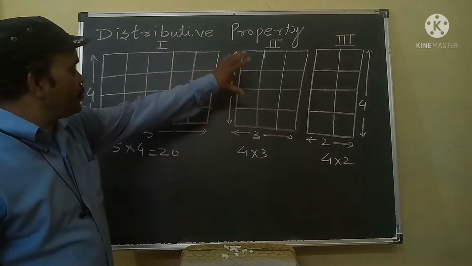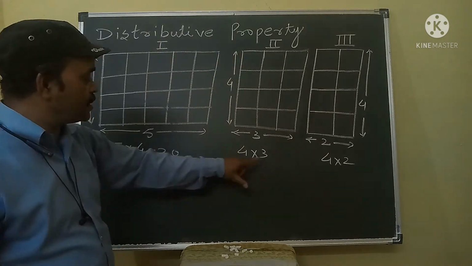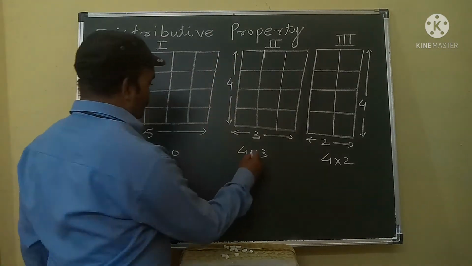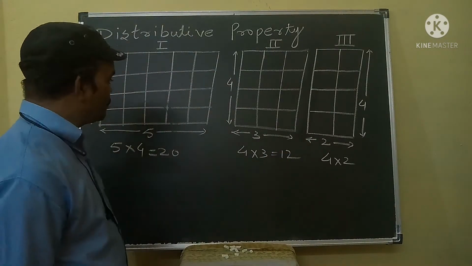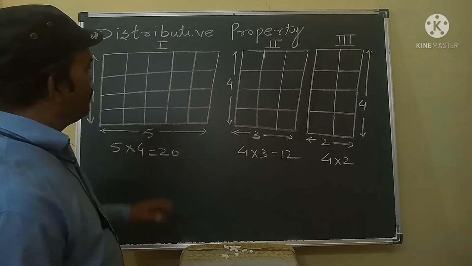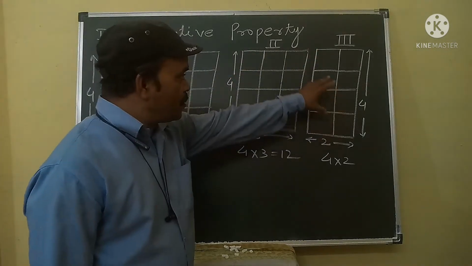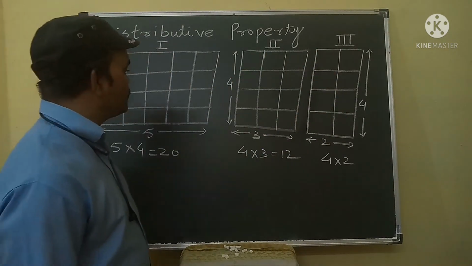So how many squares are there? 4 into 3, 4 into 3, 12. Okay. Now in the third block, how many squares are there?